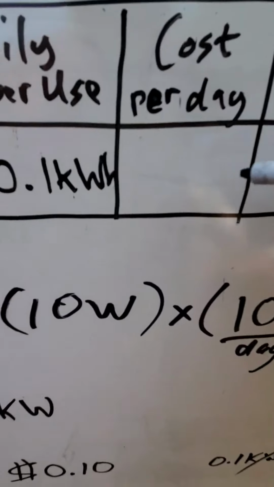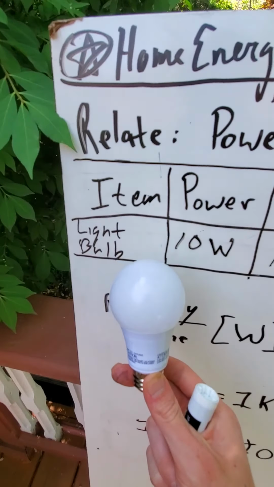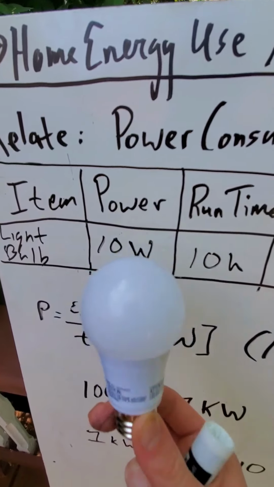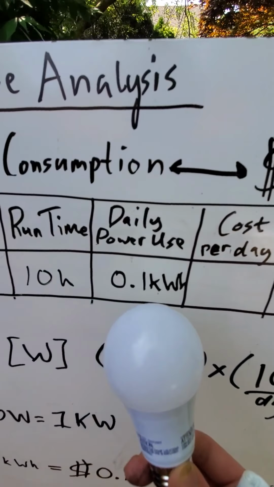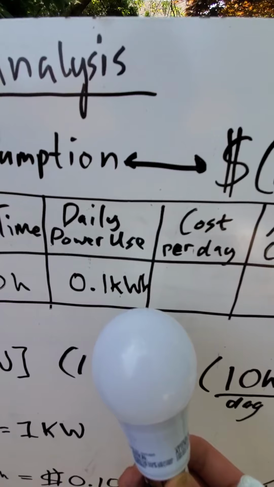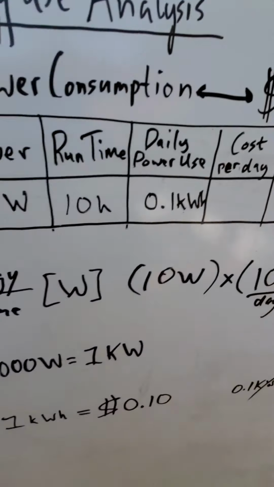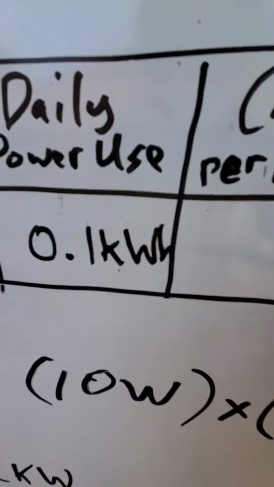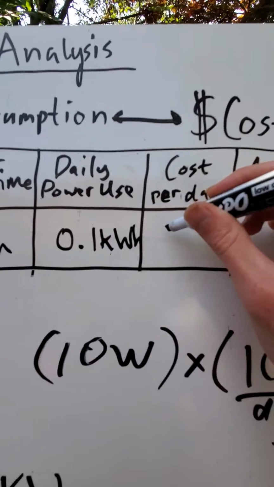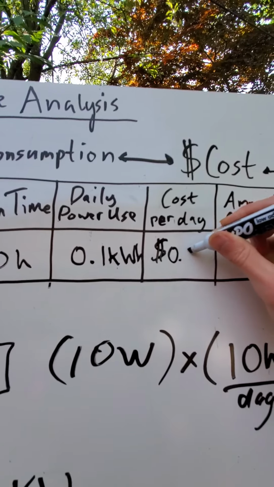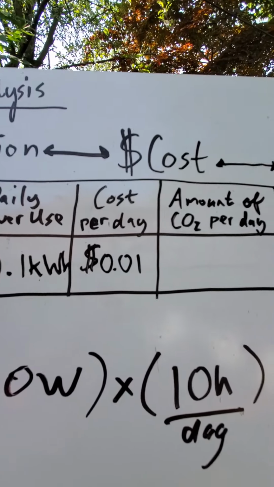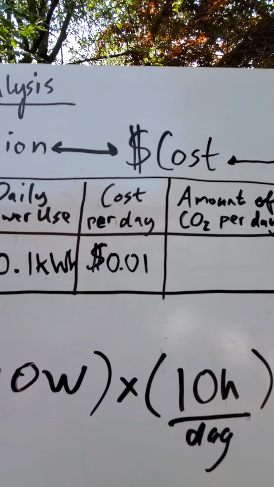So to run this light bulb, it needs 10 watts of power. We're going to run it for 10 hours a day, which uses 0.1 kilowatt hours of energy, and that is going to cost us 1 cent. So we got our dollar sign, we got the dollar place, 10 cents, so 1 cent is what it costs us to use this every day.